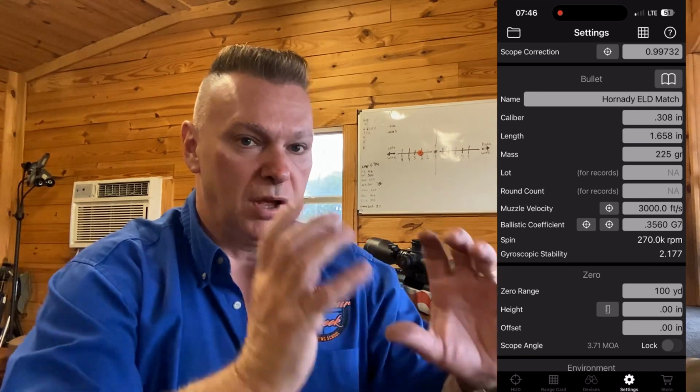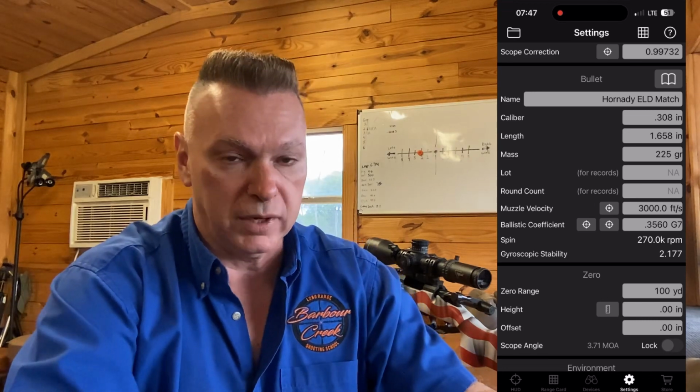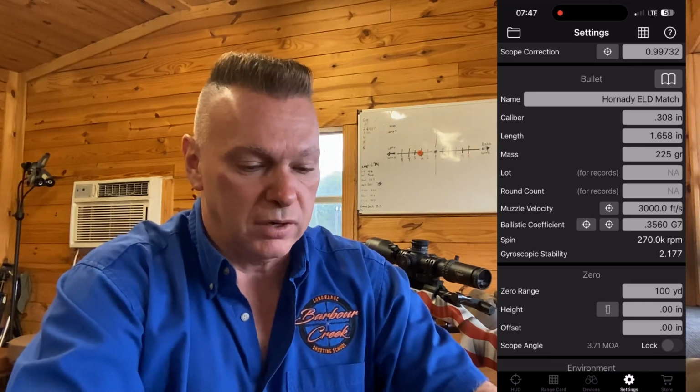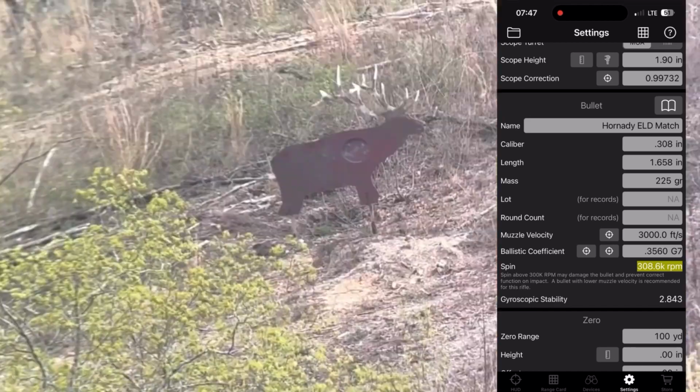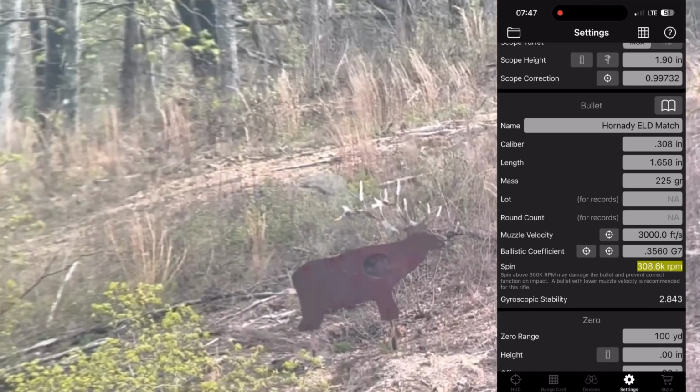What we want to do is make sure the bullet's going to stay together and function, and not come apart inside of the barrel internally, or blow up when it hits the animal's shoulder and not function. So let's say I'm going to do a 7 twist because I want super fast, high stability. You'll notice that in Eagle Ballistics, it turns yellow and says, hey, you are way over 300,000 RPMs. You have a good chance of the bullet not performing properly. So let me put this back to where it was.